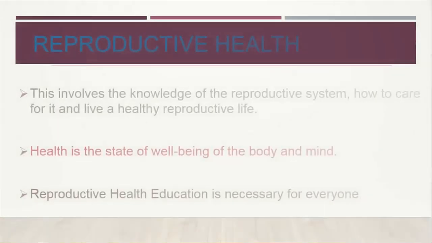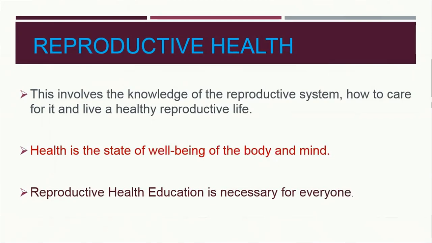So what is reproductive health? Reproductive health involves the knowledge of the reproductive system, how to care for it and live a healthy reproductive life. In another word, it involves the knowledge of the reproductive organ, how it functions, how to care for it and live a healthy reproductive life. Now, health is a state of well-being of the body and mind, including psychological and mental well-being. Reproductive health education is necessary for everyone, not necessarily the girl child, but for both male and female.